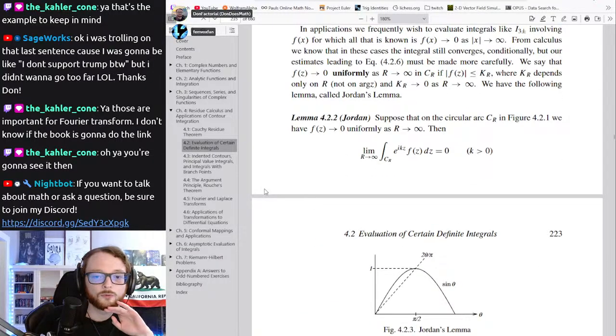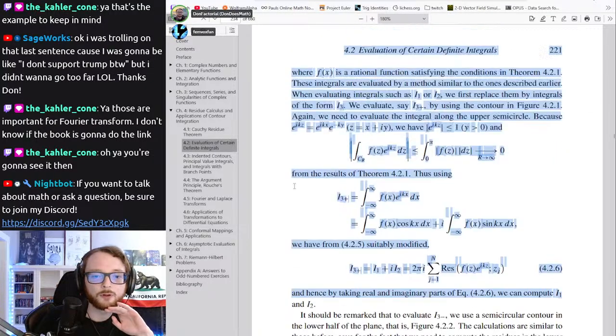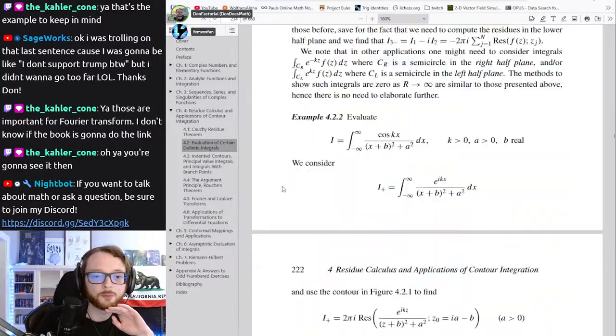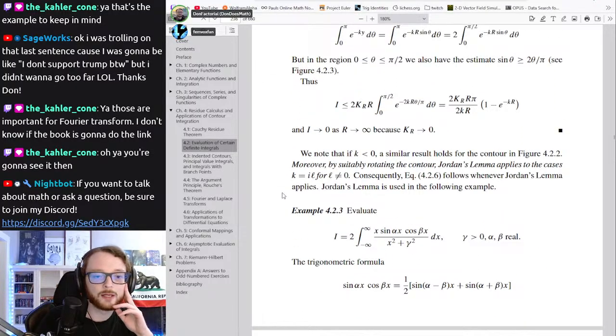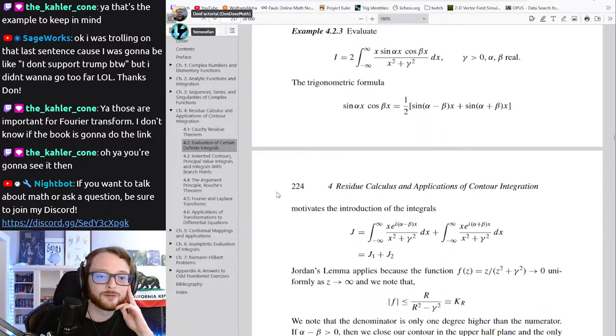Oh wait, so circular arc, figure 4.2.1. Is that just an upper plane circular arc? Yeah. But they say that you could also rotate that for any angle. They even say you could do left circles and left semicircles and right semicircles. I remember reading that somewhere. Yeah, I think that was earlier.